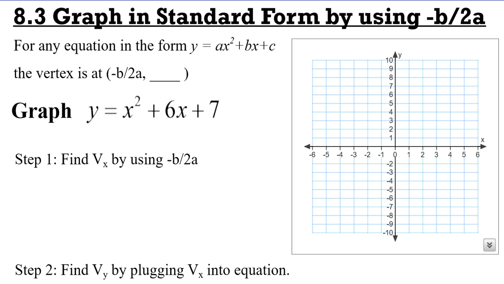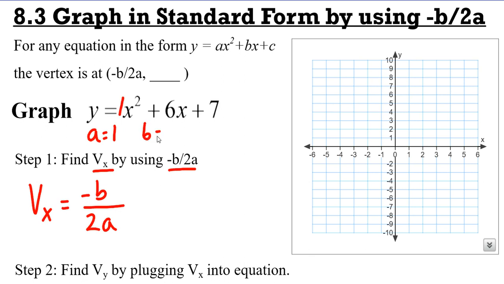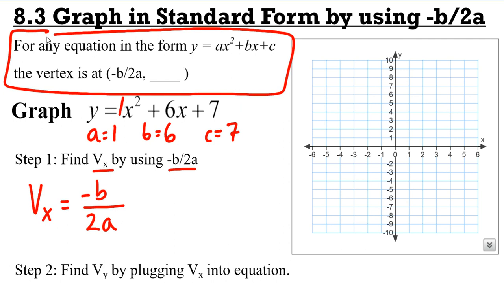Instead, I need to use the fact that the vertex's x-coordinate is always going to be at negative b over 2a. So step 1 is find the vertex's x-coordinate by using negative b over 2a. Maybe we should write that a for this one is 1, because there's a 1 out front. B is 6. C is 7. A and B are used to find the vertex. C is used to find the y-intercept. Vertex's x-coordinate is equal to negative b over 2a. You should have that written down. I would make sure you have that written on your review sheet.